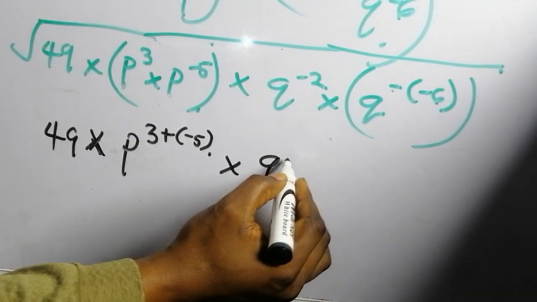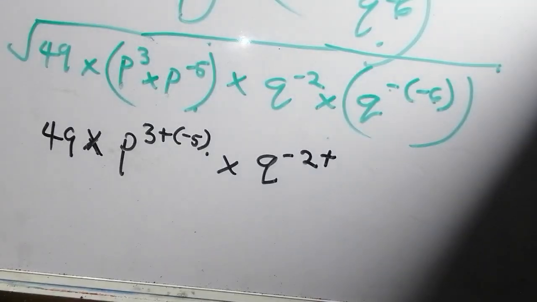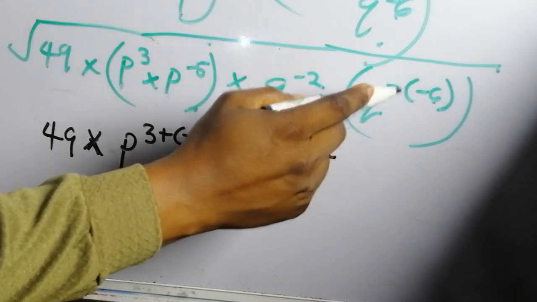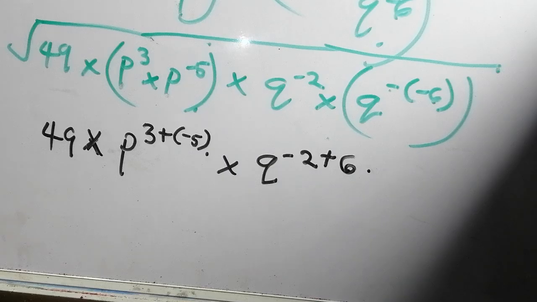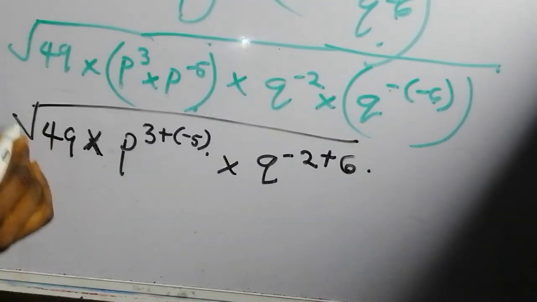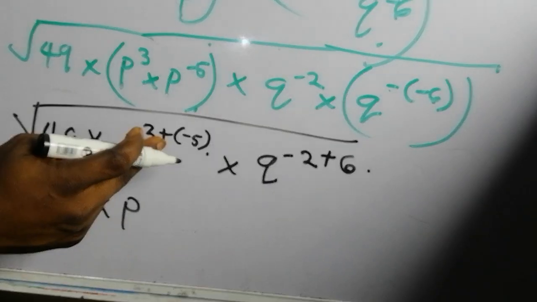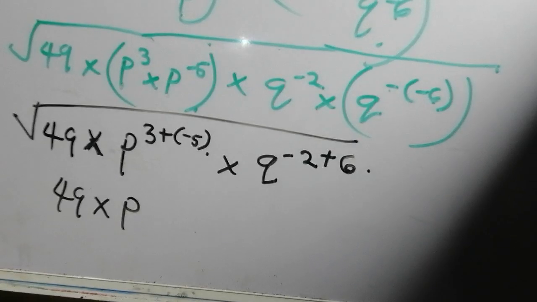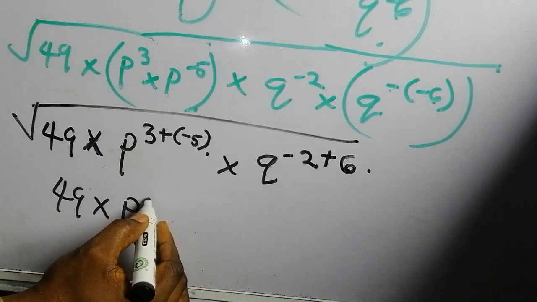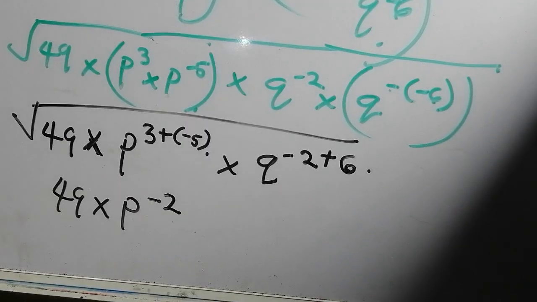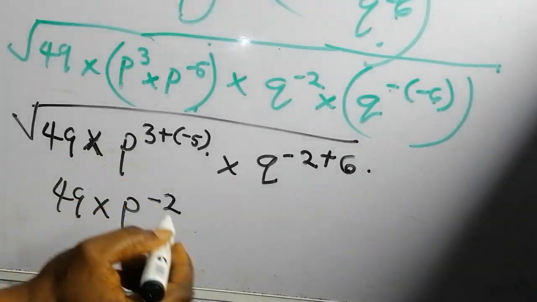Times q to the power minus 2 plus, this one, minus times minus is what? Plus. It's very important. Minus times minus is plus, so this one will give us plus 6, everything all over the square root. So this is 49 times p, plus times minus is minus, so 3 minus 5 will give us minus 2. It's as simple as that.